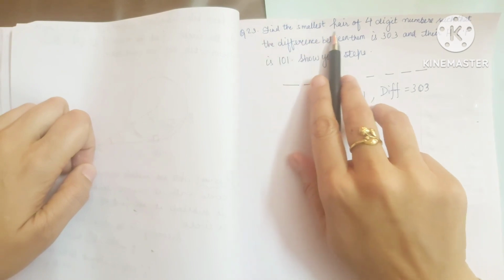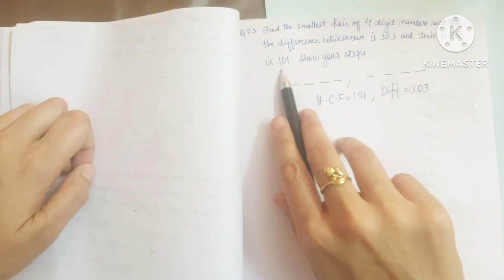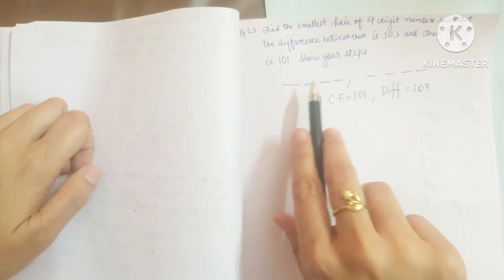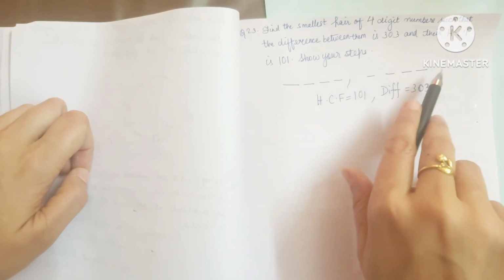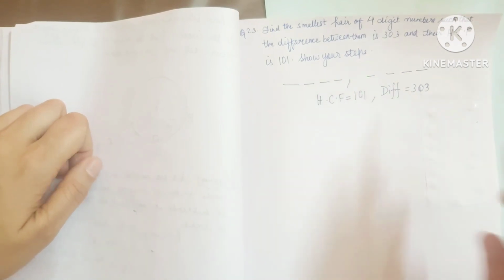Question number 23 says, find the smallest pair of 4-digit numbers such that the difference between them is 303 and their HCF is 101, and show your steps. So two 4-digit numbers are there. I have taken blanks क्योंकि हमें अभी पता नहीं है number क्या है. Given मैंने लिख लिया है, difference is 303 between them and HCF is 101.